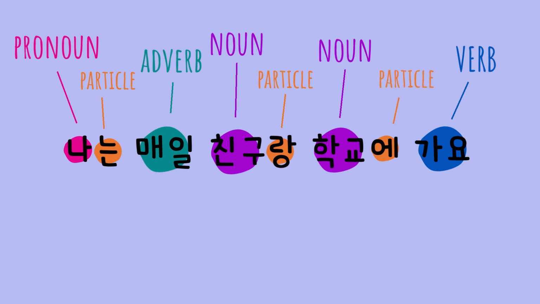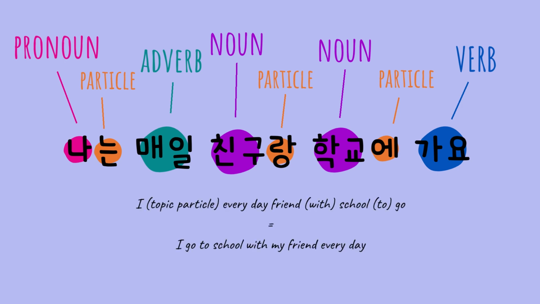So can you piece together what the whole sentence means? We have I, topic particle, every day, friend, with, school, to, go. I go to school with my friend every day.